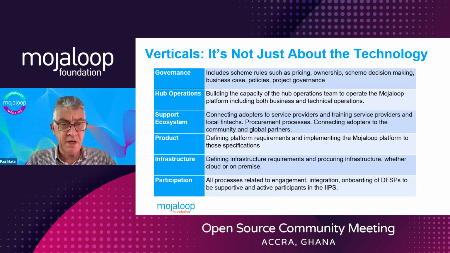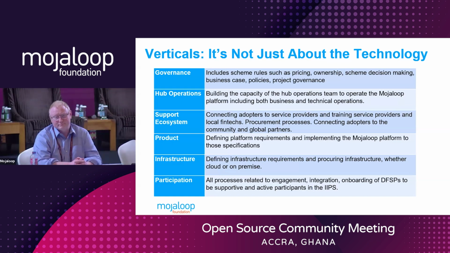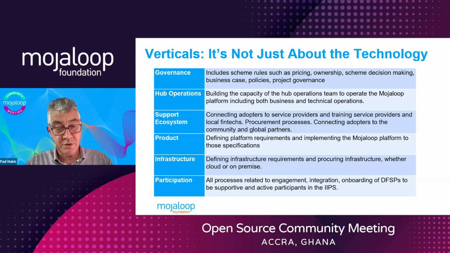The support ecosystem, connecting the adopters to the service providers, training service providers and local fintechs, getting your procurement processes in place, connecting adopters to the broader Mojaloop community and the global partners who can actually provide you with support. On the product side, defining your platform requirements and implementing the Mojaloop platform to those specifications. And this specifically means customization of use cases to the particular needs of your country, your DFSPs. And then infrastructure, defining the infrastructure requirements and procuring the infrastructure.